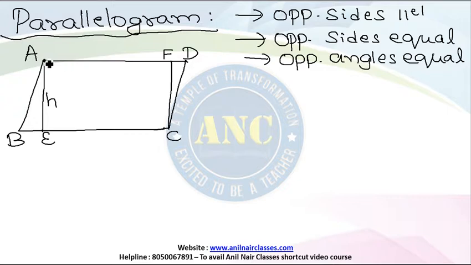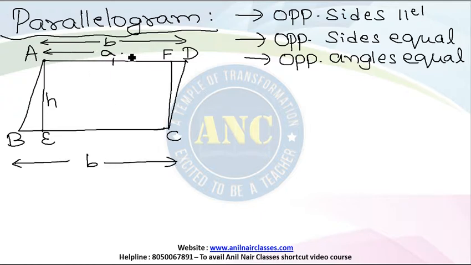That means if I call this entire side B, for example, then this entire side BC will also be B. Similarly, this AF, if I call it A, for example, EC will also be A. I hope you are understanding. Opposite sides will be equal. This height will be equal to this height also, and these two will also be equal in this case. This entire thing is B and this is A. So BE will be B minus A. Here also FD value will be B minus A.